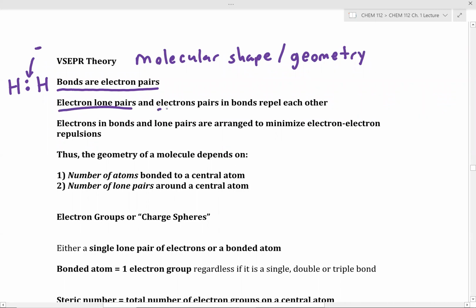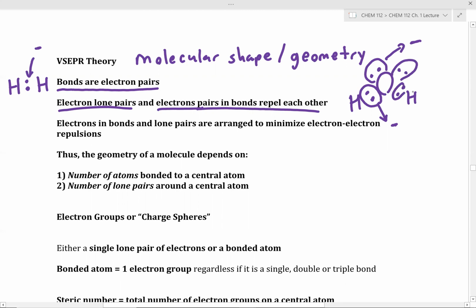Electron lone pairs and electron pairs in bonds will repel each other. For example, if we're looking at a water molecule, the lone pair electrons and the bonding electrons are going to repel. Why do they repel? If these electrons are both negatively charged, do like charges repel? Yes. So this is why you end up with a repulsive interaction in a water molecule, and due to this repulsion between the bonding electrons and the lone pair electrons, you end up with changes in your molecular shape. Electrons in bonds and lone pairs are arranged to minimize these electron-electron repulsions.